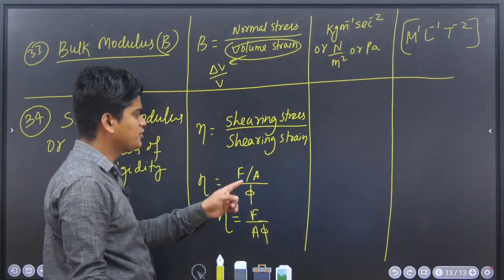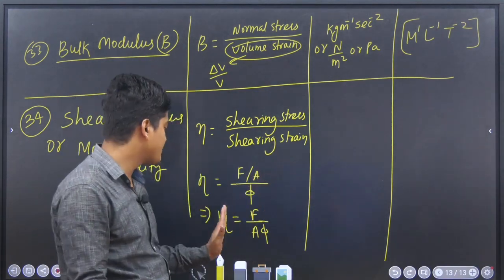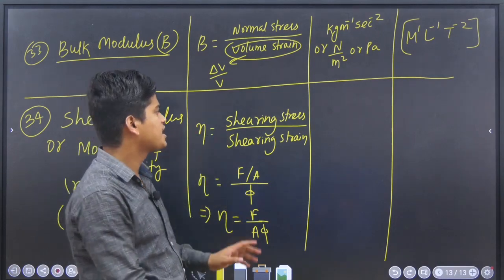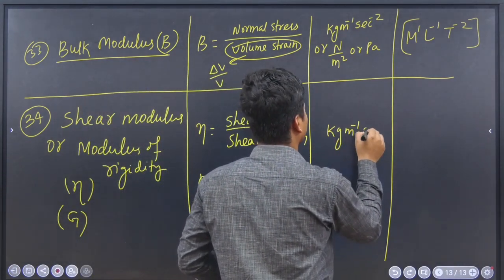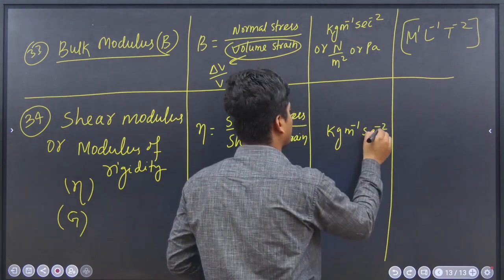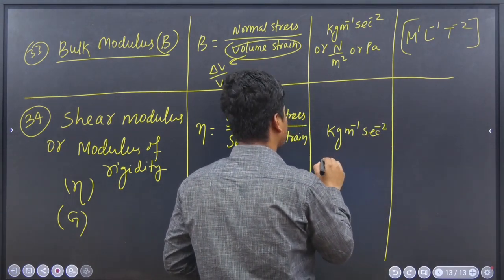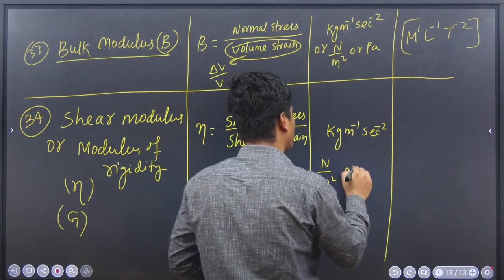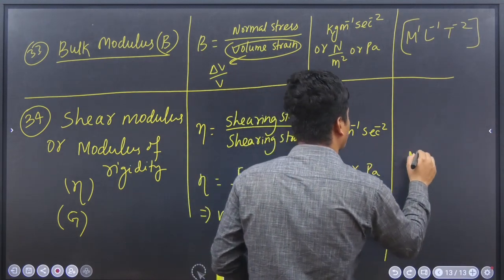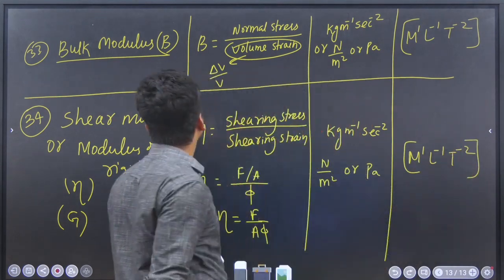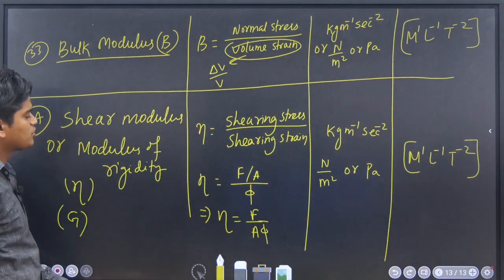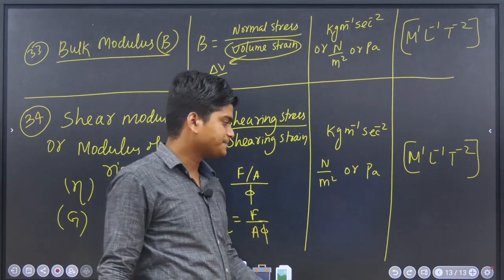Strain has no unit. Again the same thing, the eta unit will be the same as pressure. So kg meter to the power minus 1 second to the power minus 2, or Newton by meter square, or Pascal, or M1 L minus 1 T to the power minus 2. So this is your shear modulus or modulus of rigidity.